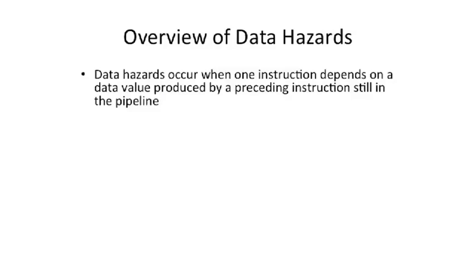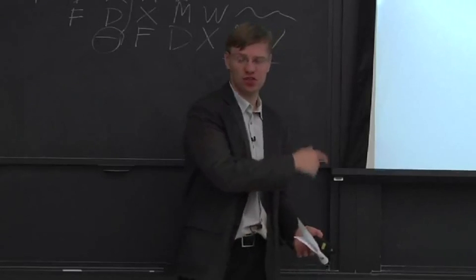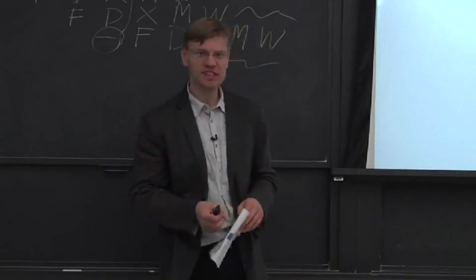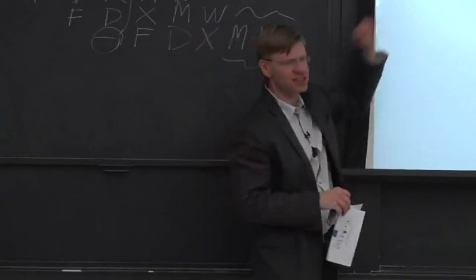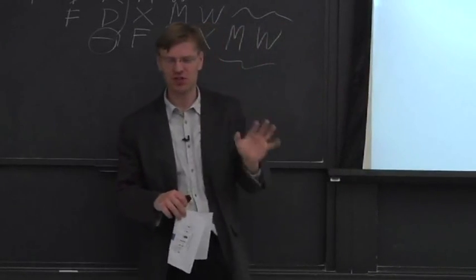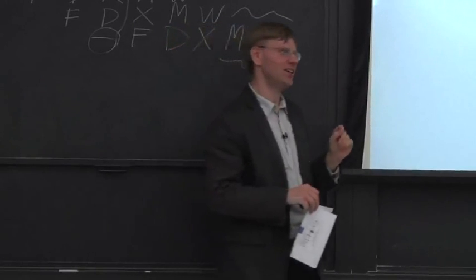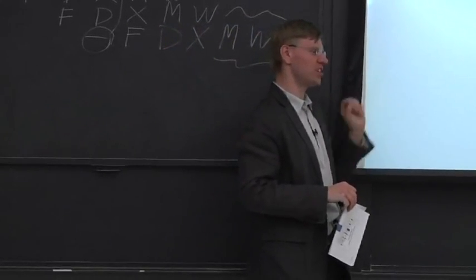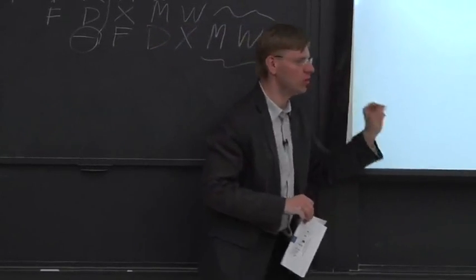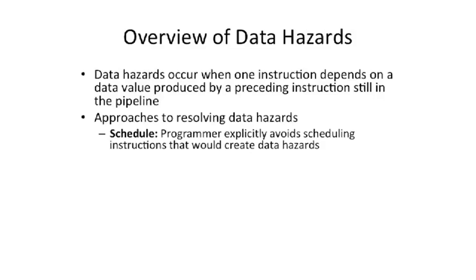So a data hazard occurs when you have one instruction that depends on the data of a previous instruction, or a previous data value. Sorry, a previous data value. Depending on a previous instruction is not precise enough. We want to depend on a previous data value, or a data value that's generated by a previous instruction, which is still in the pipeline.